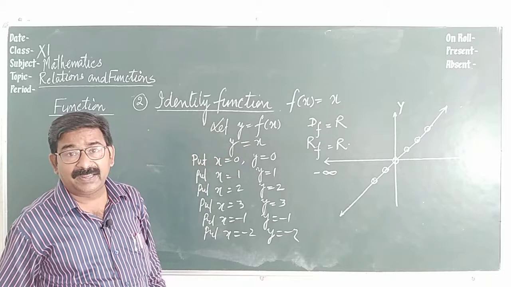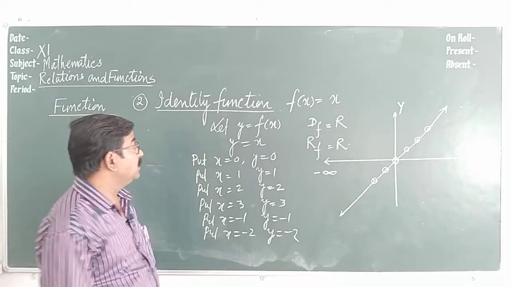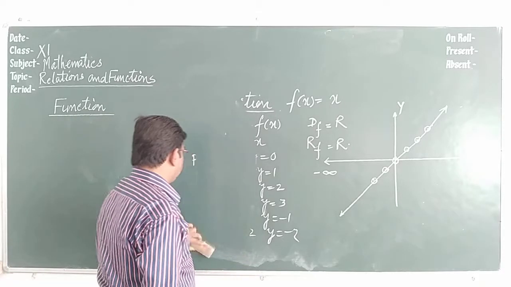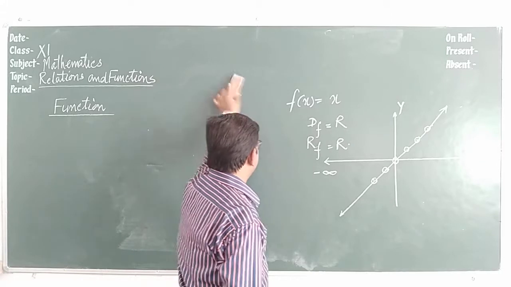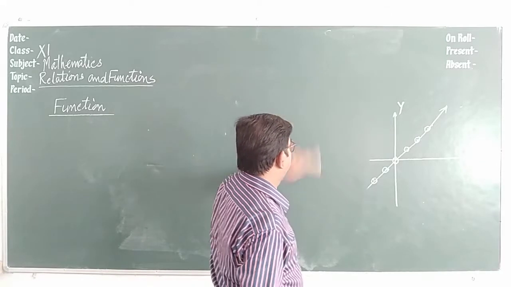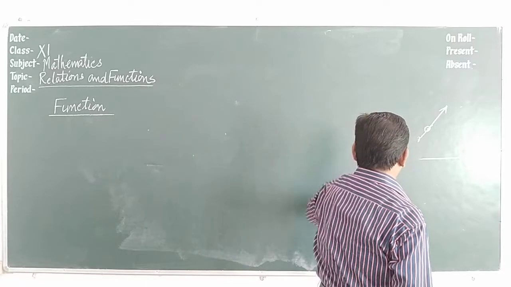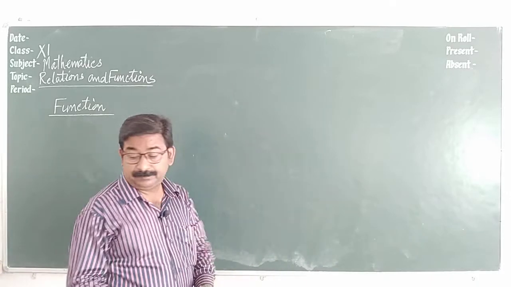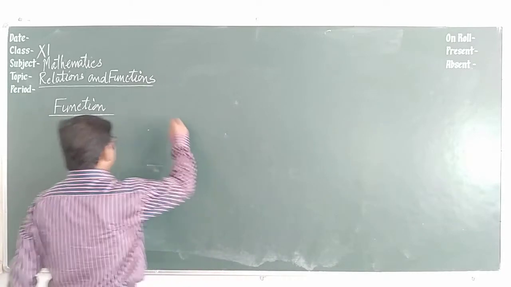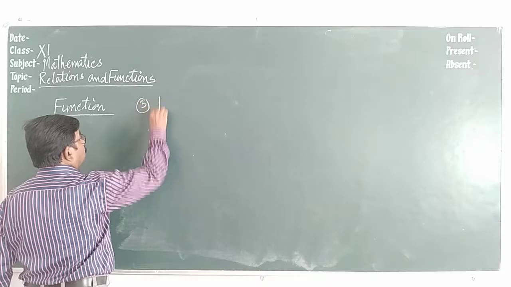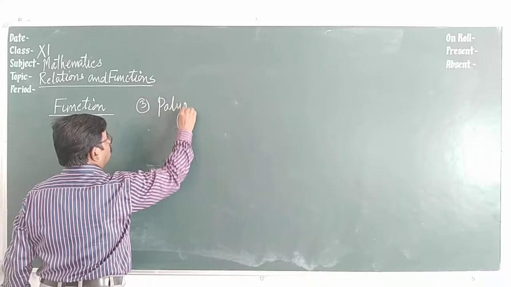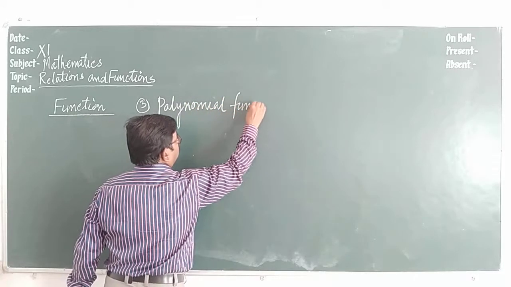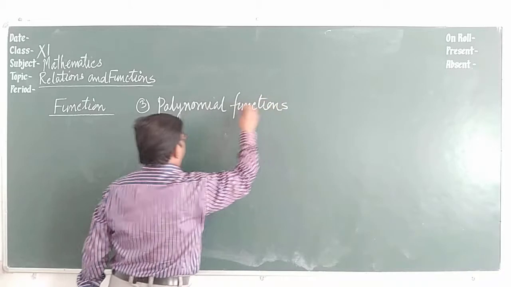So one idea I gave about the constant function, and another is the identity function. Now we are coming to the next type of function, that is the polynomial function. Third one is polynomial functions.